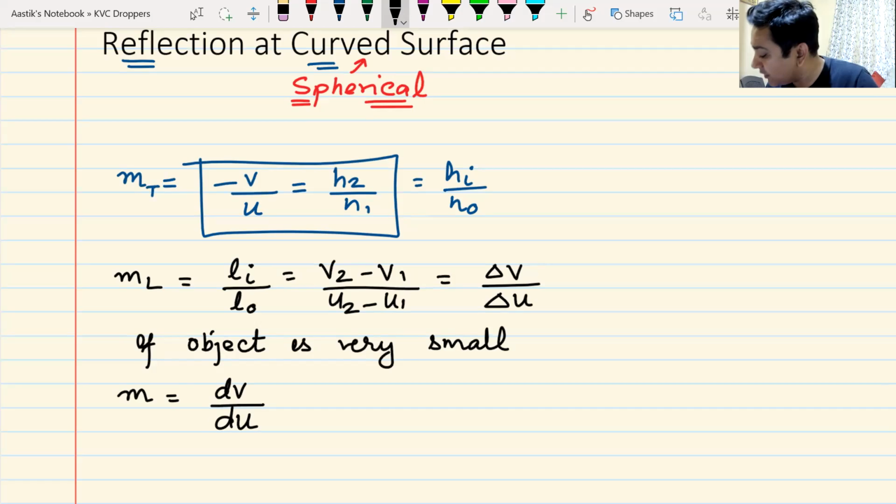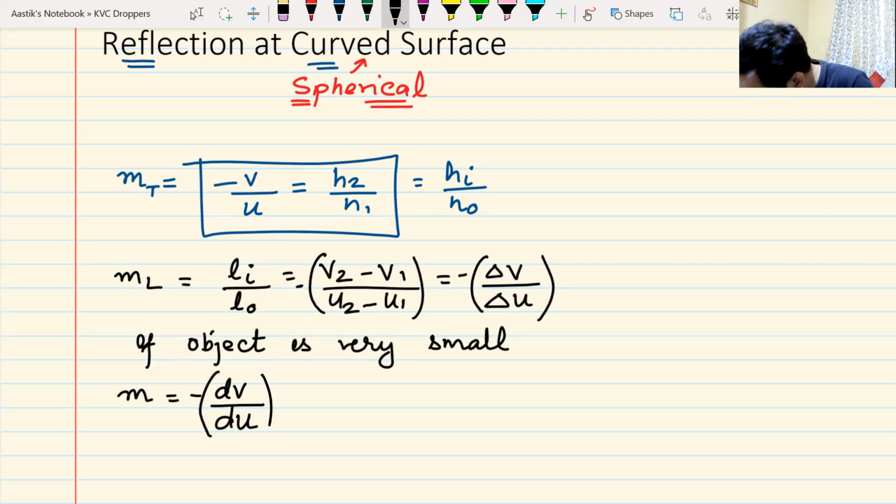I think I made a mistake here. Here I should have written a negative sign, which I forgot. Here I should also have written a negative sign, which I forgot. Minus dV by dU. Do you understand this? So minus dV by dU is the formula for objects which are very small. Do we understand this?